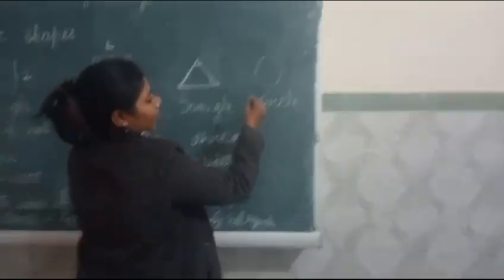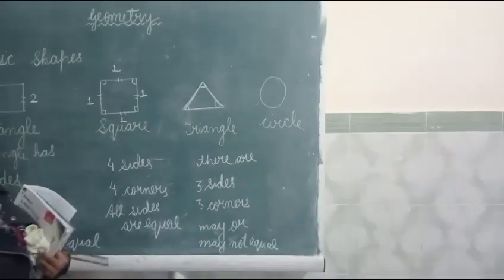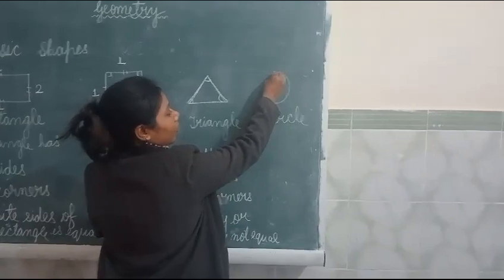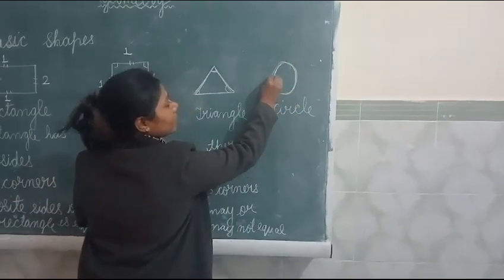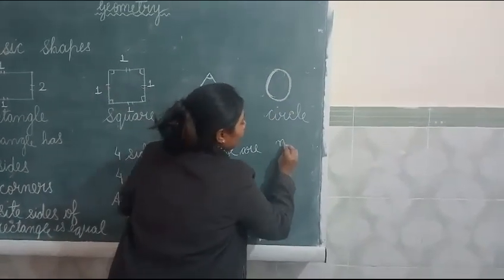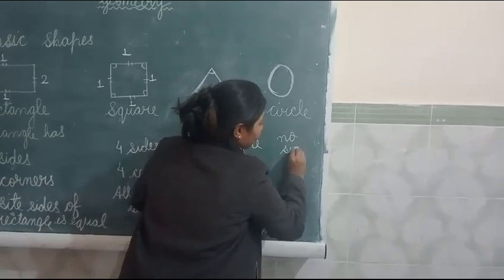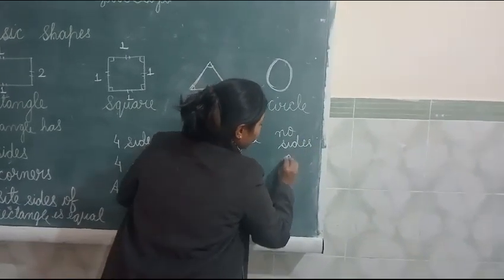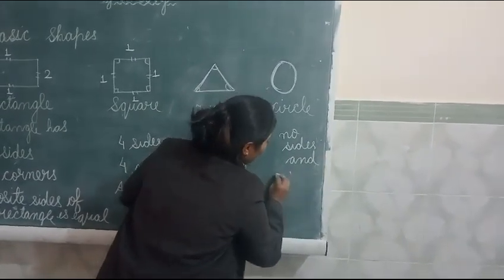Now fourth is the circle. A circle has no sides, no corners. There are no sides and no corners.